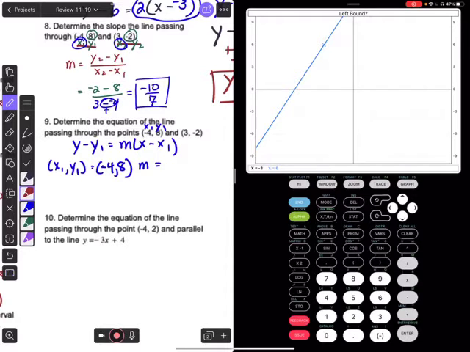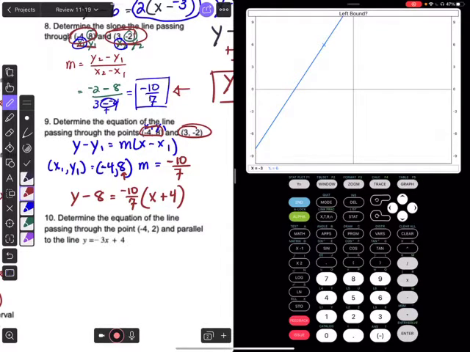Now, fortunately, if you notice up here, negative 4, 8, 3, negative 2, so I've already calculated my slope for this problem. It's negative 10 over 7. And so now we can write the equation. Y minus my y1, that's my 8, equals my slope, which I've already previously calculated, times x minus my x value, which is negative 4. Negative 4 is plus 4.